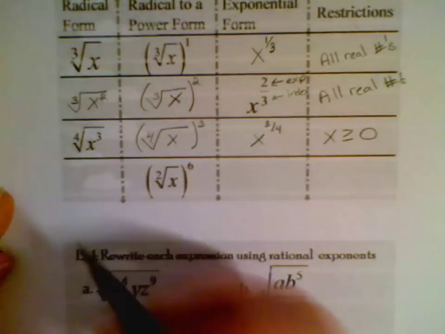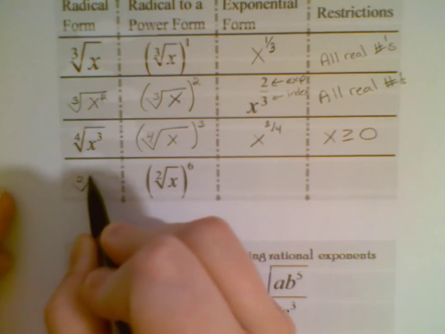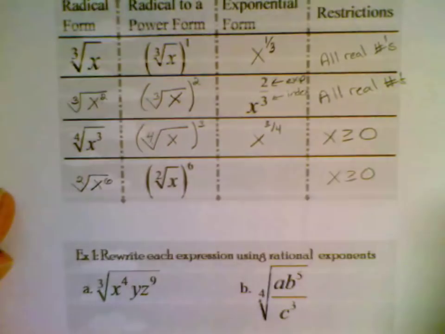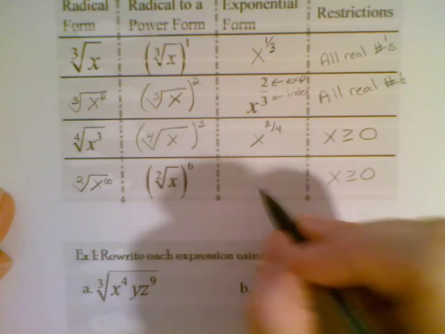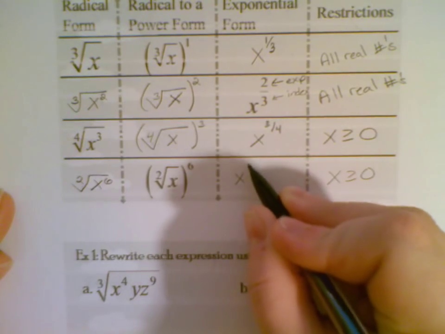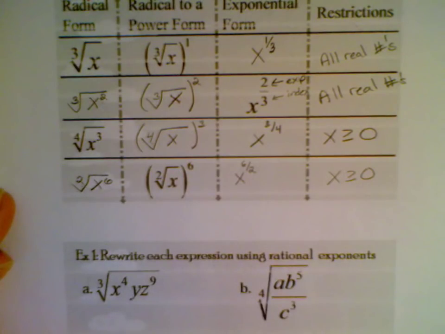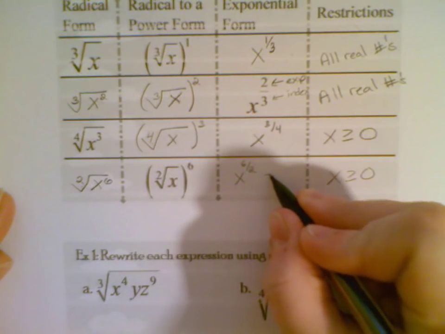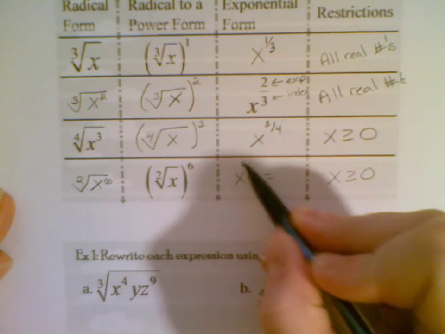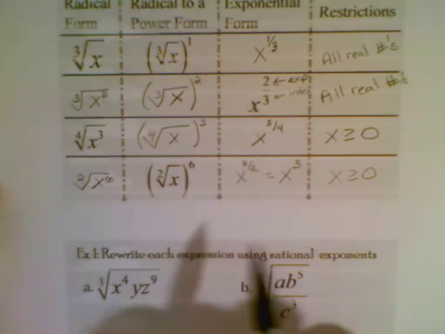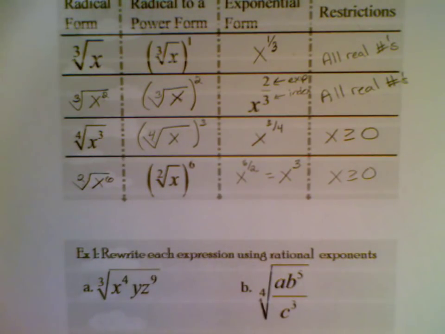Okay, and last one. This would be the square root of x to the 6. Since it's a square root, we're restricting our domain. And when we convert it, it would be x to the 6/2, because 6 is our power, 2 is our index. But if you think about that, you can reduce this. 6 divided by 2 is actually 3, which is something that we're going to look at a little bit later. Okay, all right, so let's put these to practice.